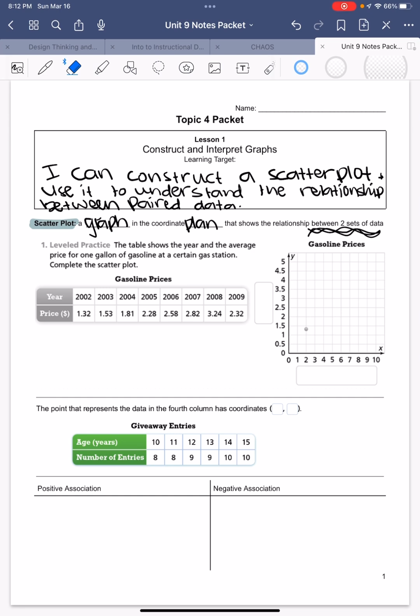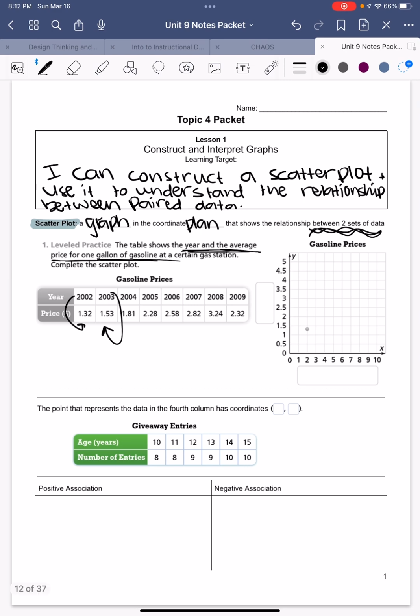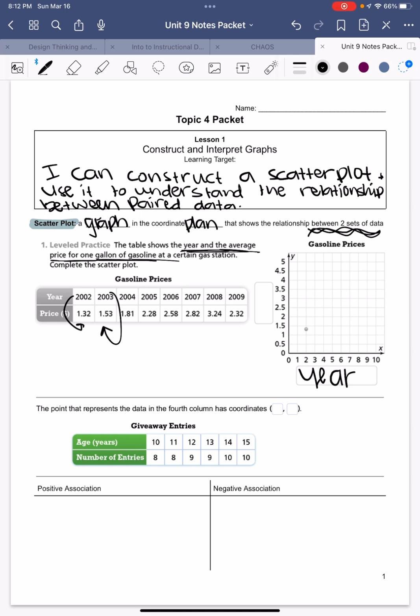So this first one is just telling us that it is talking about the year and the average price per gallon of gas at one specific gas station. So in 2002, it costs $1.32. In 2003, it costs $1.51. So we're going to label our graph. We kind of talked about this last week, that time usually goes first on the bottom. So this time we're measuring time in years. And then on the side, we're going to be measuring the price of the gas.